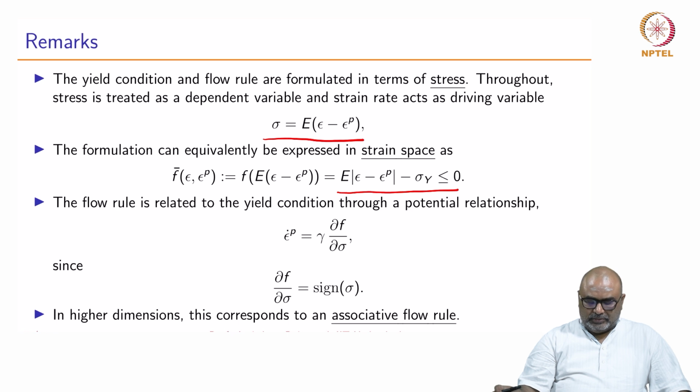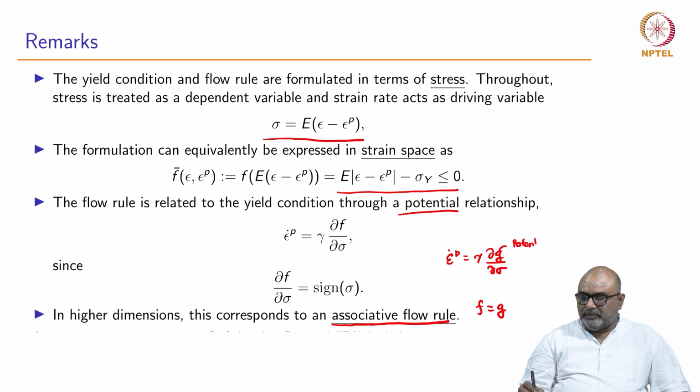So, one can define associative or non-associative flow rule depending upon whether the yield function is the same as the potential function. If the yield function is the same as the potential function, then it is referred to as associated flow rule, where f is equal to g, then we have ε dot p is equal to γ ∂f/∂σ. Otherwise ε dot p is equal to γ ∂g/∂σ, where g is the potential function, then it is going to be a non-associative flow rule. So, in associative flow rule, we are going to have f is equal to g.